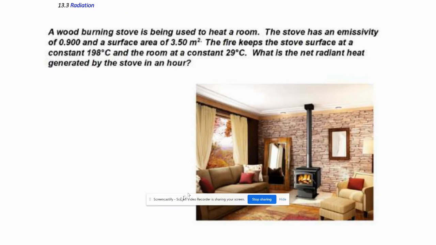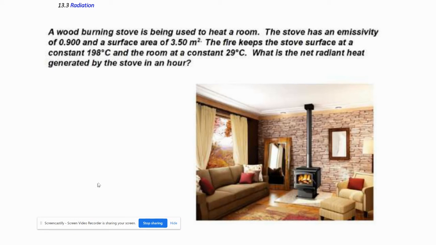Hello, everybody. Continuing with our Henstitute video series on thermal radiation, I thought I would go with this idea. Let's say you have a wood-burning stove that's in your room, like pictured here. The stove has an emissivity of 0.9, and its surface area is 3.5 square meters. The fire keeps the stove surface at a constant 198 degrees Celsius.